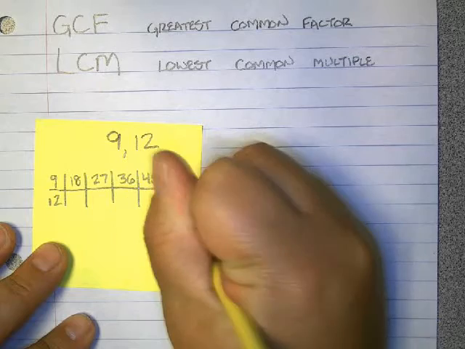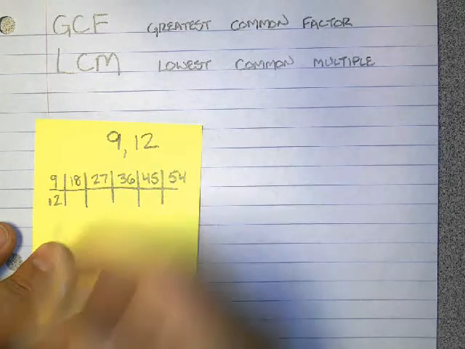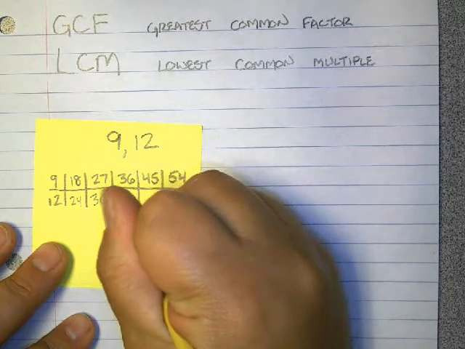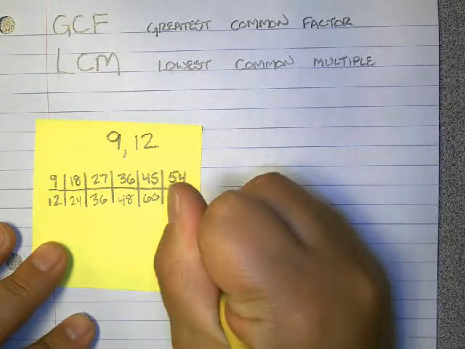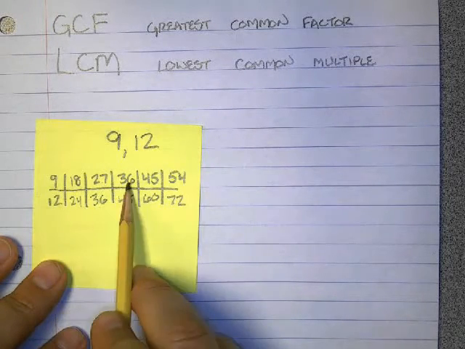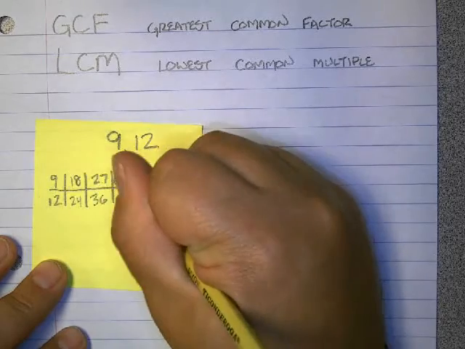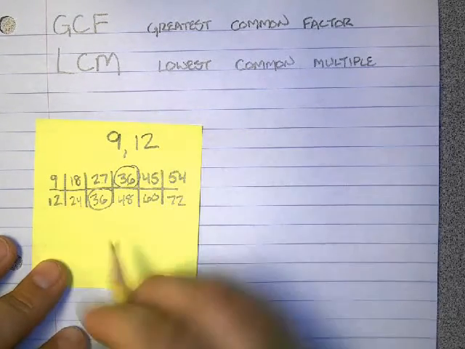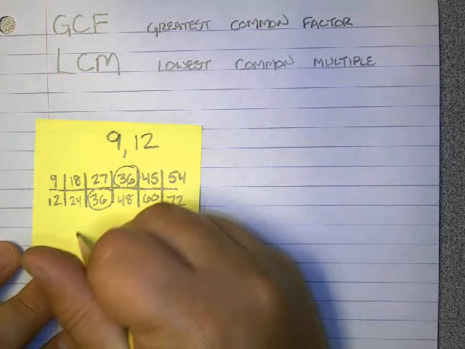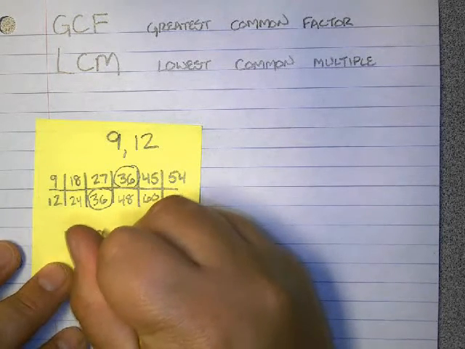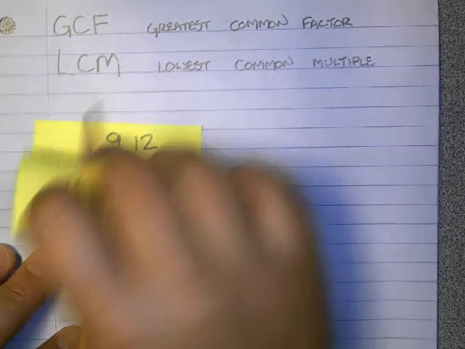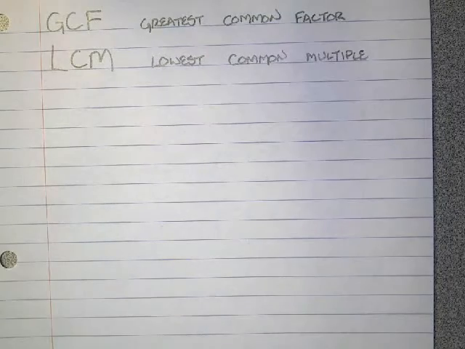18, 27, 36, 45, 54. And then 12, 24, 36, 48, 60, 72. Now I'm looking for the first time that they have the same number. And what I see here is 36 here and a 36 here. And there's no numbers that are similar off on the side to the left. So this is my least common multiple. My least common multiple for 9 and 12 is 36.